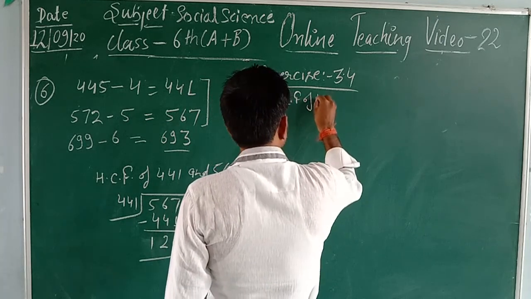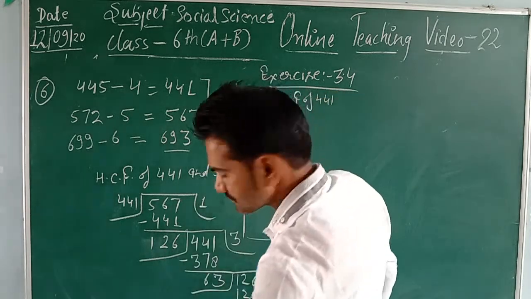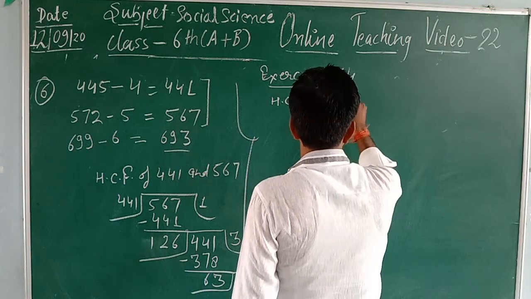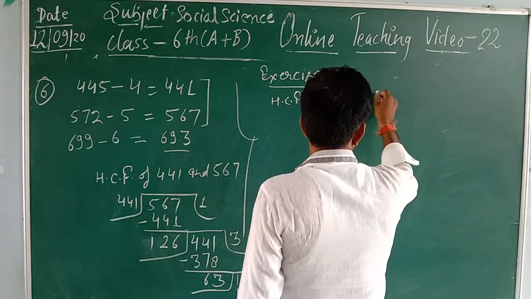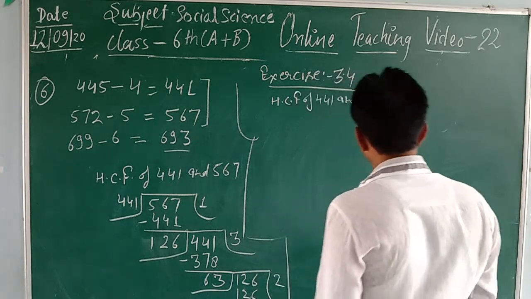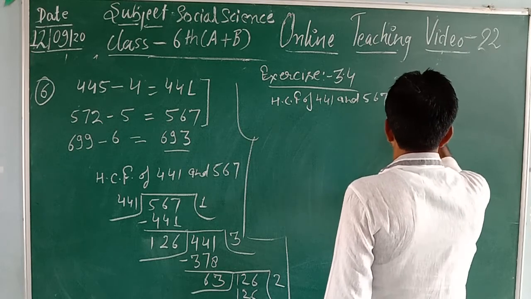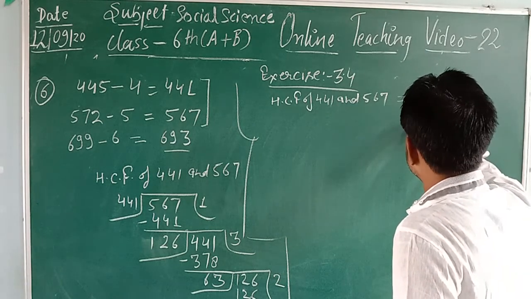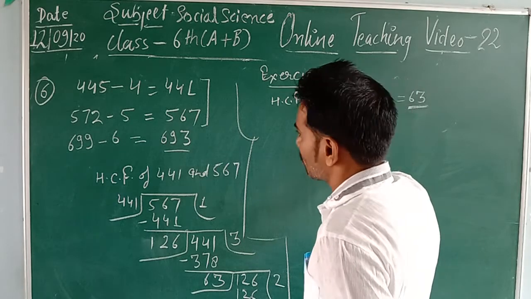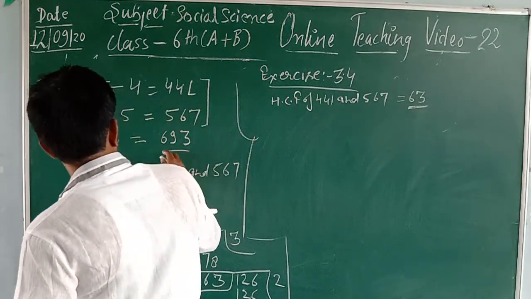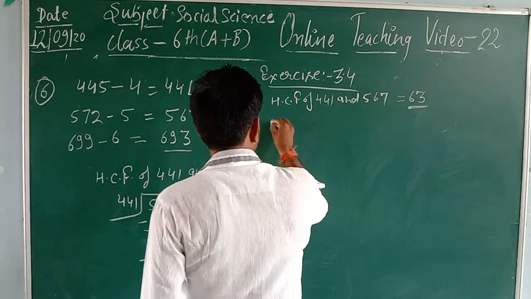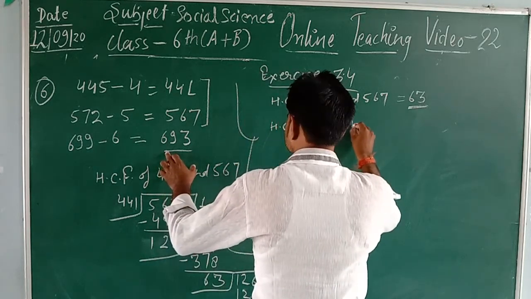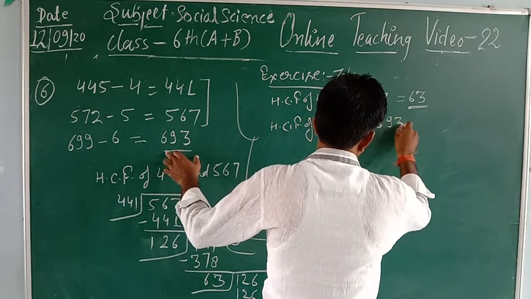So the HCF of 441 and 567 is equal to 63. This is the HCF of the first two numbers. Now there is one number also remaining, so we will take the HCF of 63 and 693.